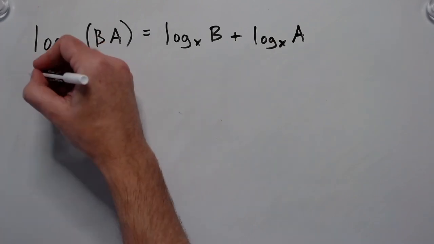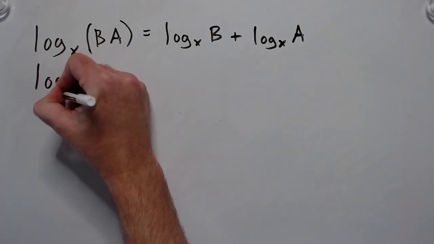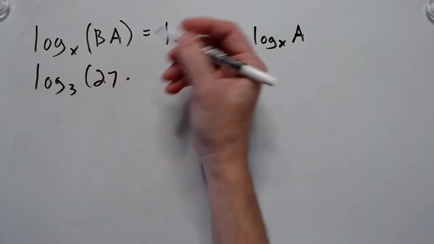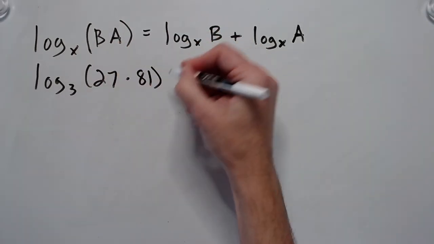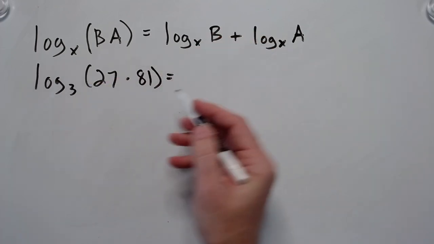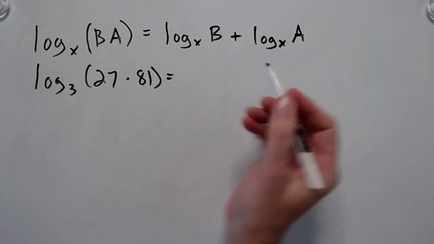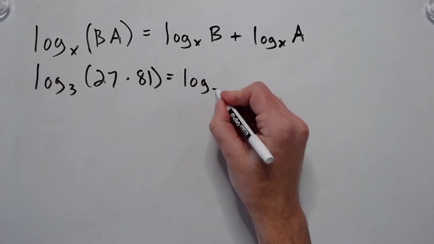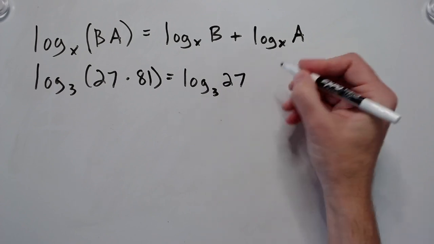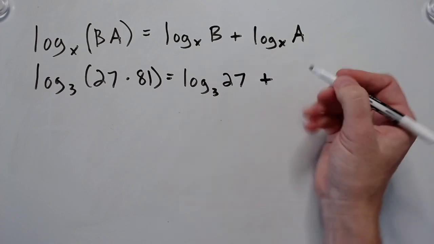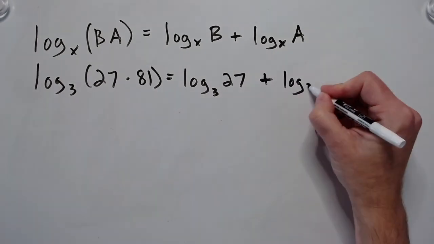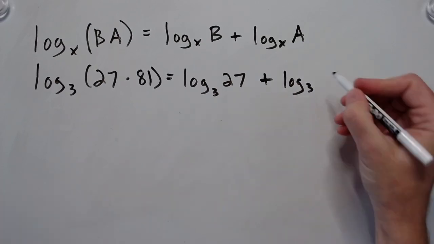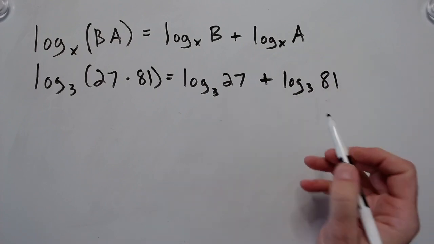Let's do an example with some actual numbers here. Log base 3 of 27 times 81. So let's do the first step and just rewrite it. We have a product, we're multiplying two things, and we'll split it out into two things being added together. Log base 3 of 27 plus, we've turned it into an addition, log base 3 of 81.